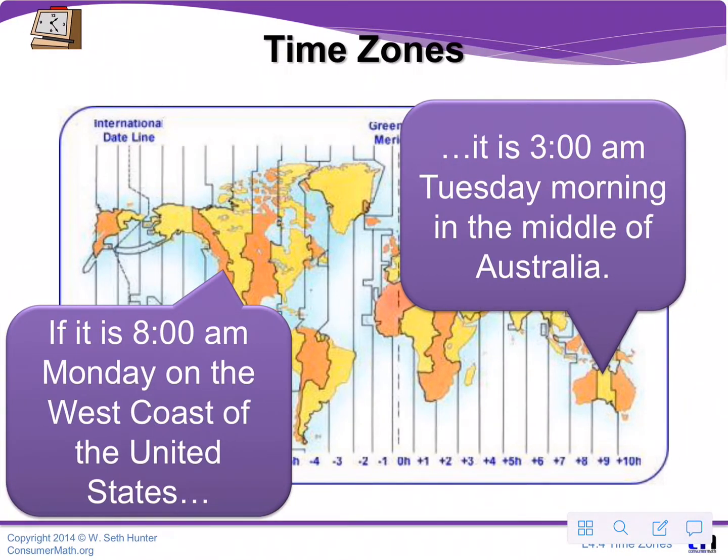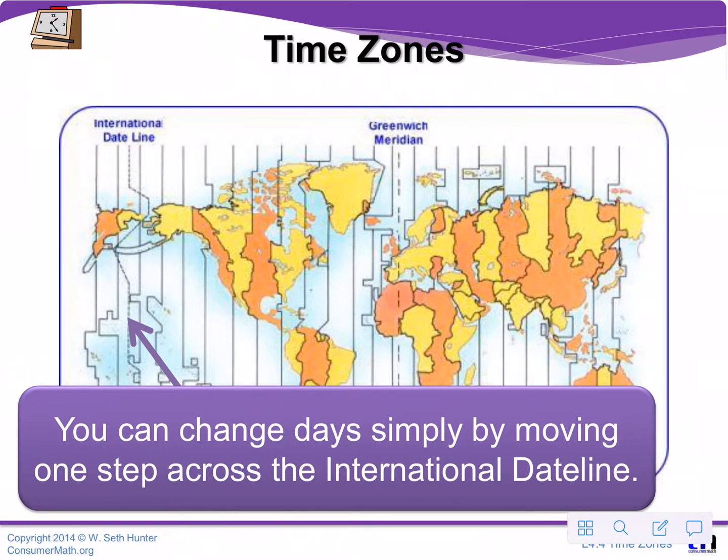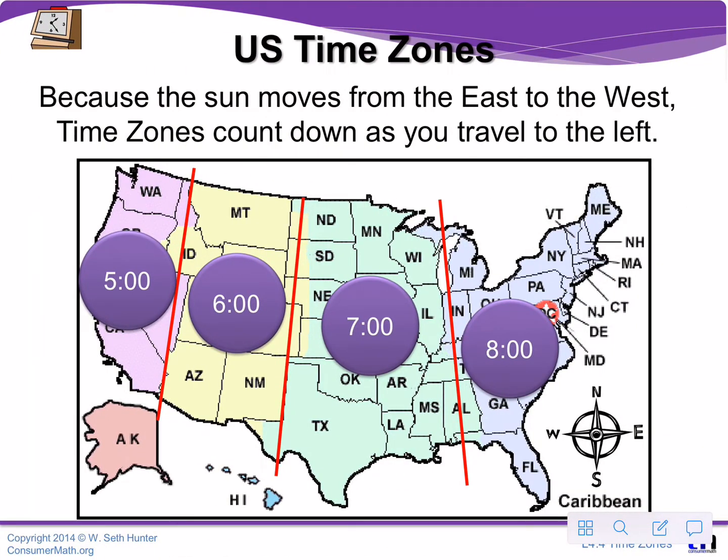If it is 8 a.m. Monday on the west coast of the United States, it is 3 a.m. Tuesday morning in the middle of Australia. You can change days by simply moving past one step across the international date line. Because the sun moves from east to west, time zones count down as you travel to the left.